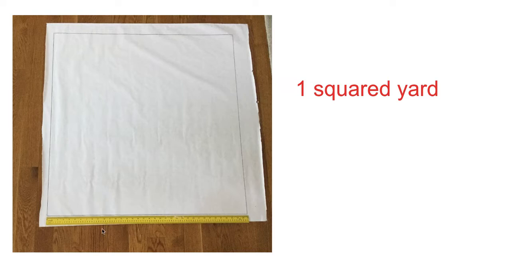So what does a squared yard look like? Well, here's my yardstick, which is 36 inches long. And you can see each side is 1 yard. So this becomes 1 squared yard.